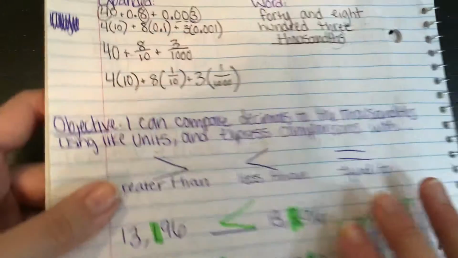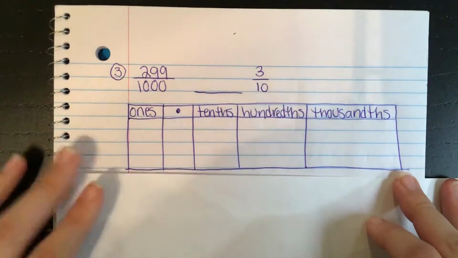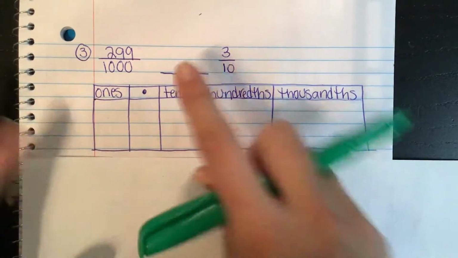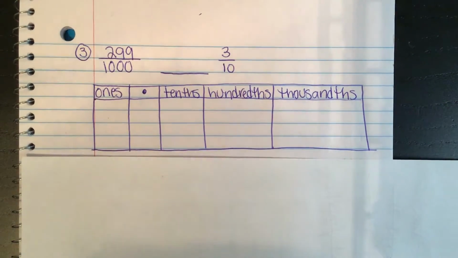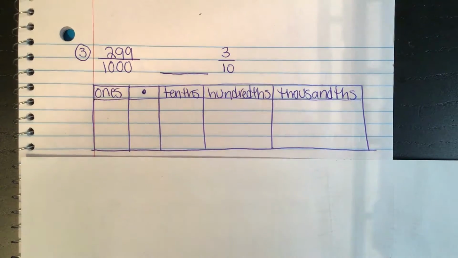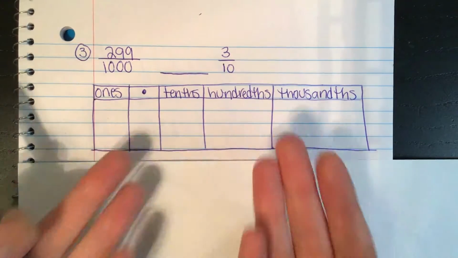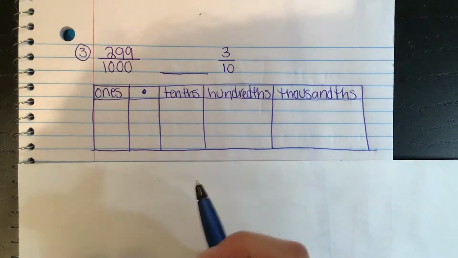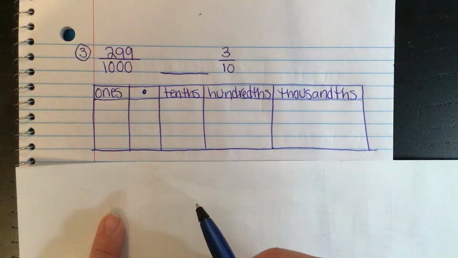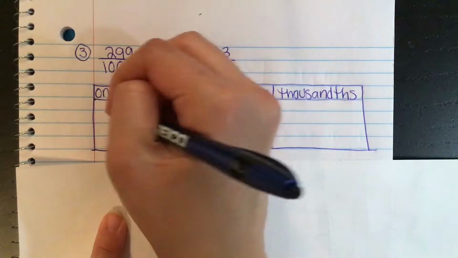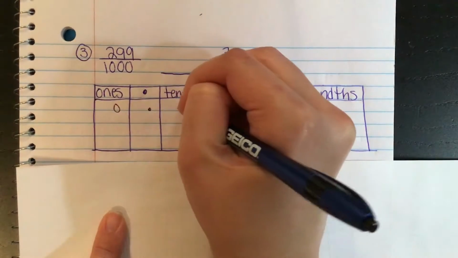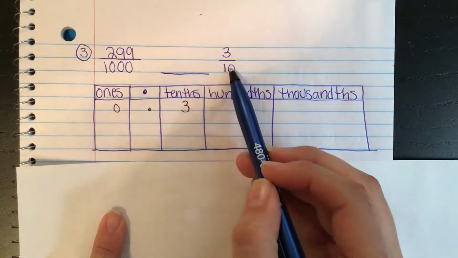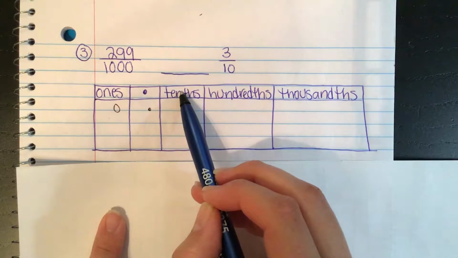The next problem that we're going to do has a little bit of a different twist on it. We're still comparing numbers, but I gave them to you in fraction form. We're going to write both of these in standard form on our place value chart. So even though they give us fractions, we'll put them into a place value chart so that we can see how they're written as decimals. Let's start by writing 3/10 in standard form. I would have 0.3. 3 out of 10 would be 3/10.